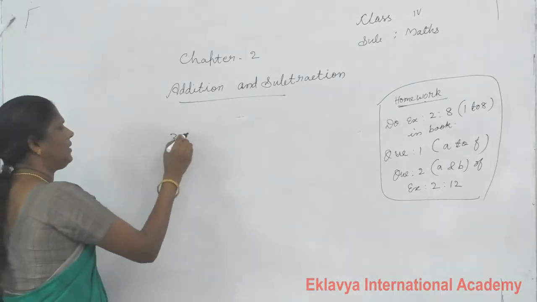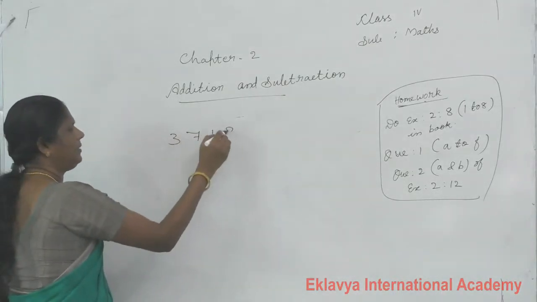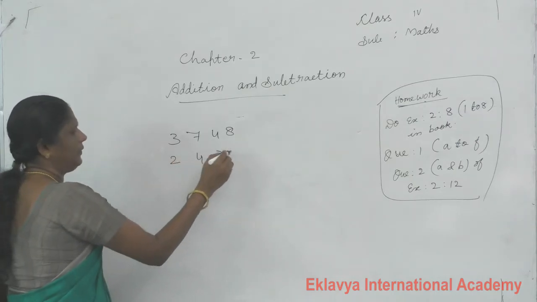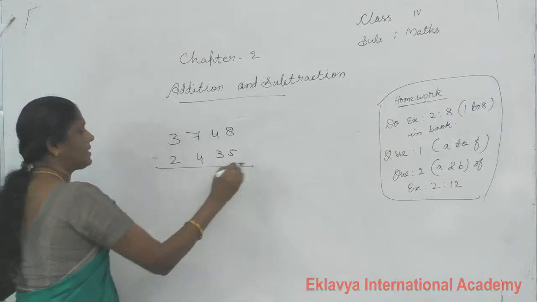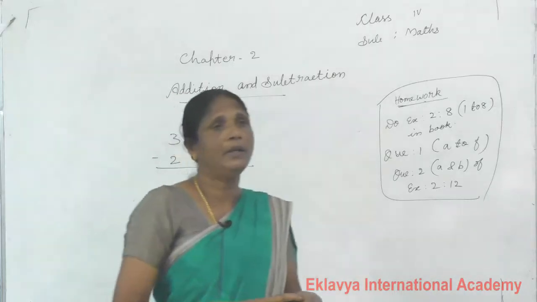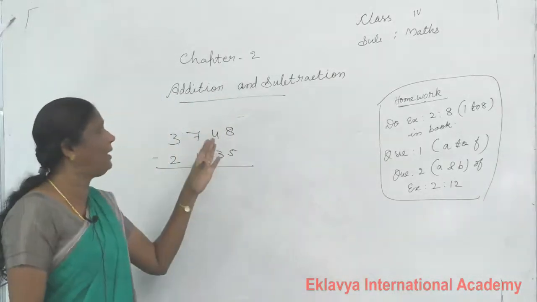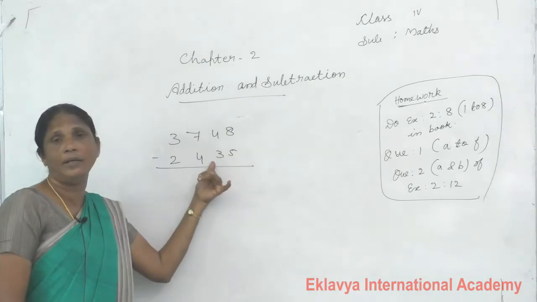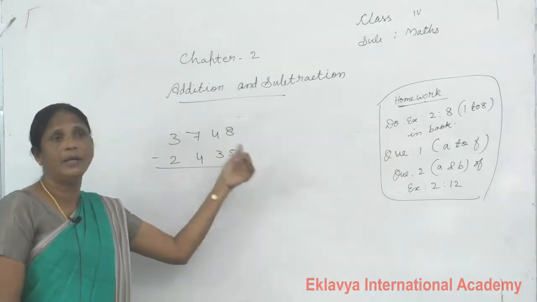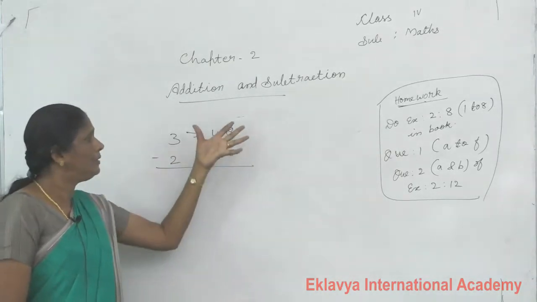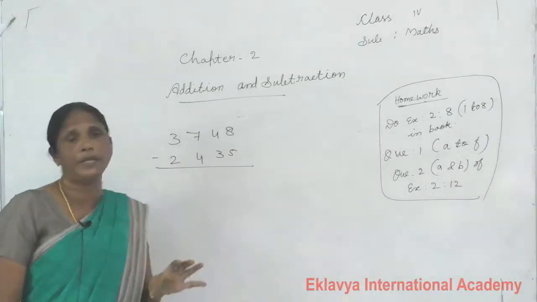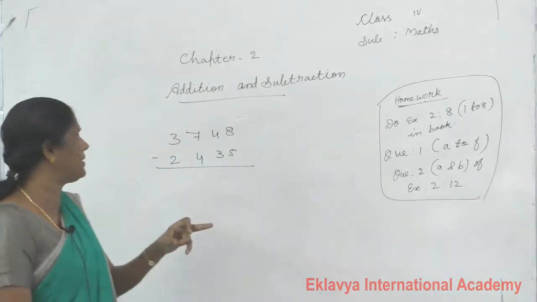Then 3748, 2435. Subtract. Then the bigger number is called minuend, the smaller number is called subtrahend. Then the result of these two numbers is called difference. The result of the subtraction is called difference.